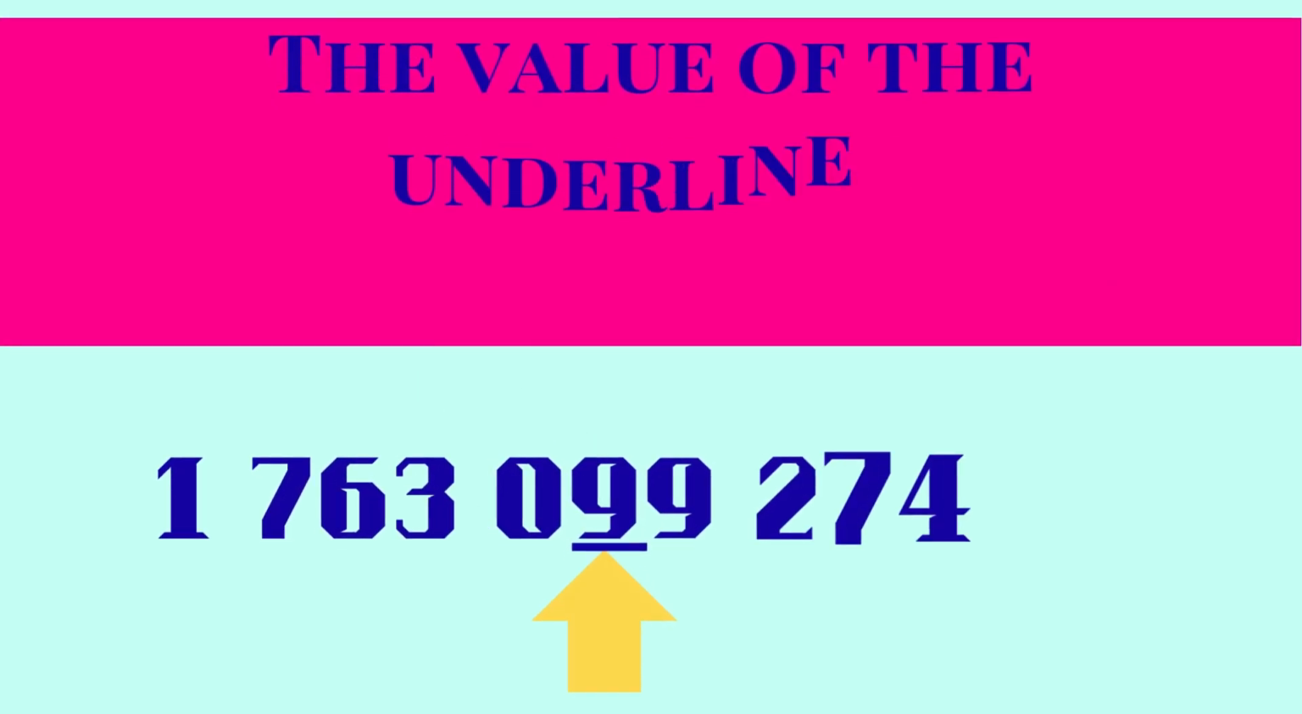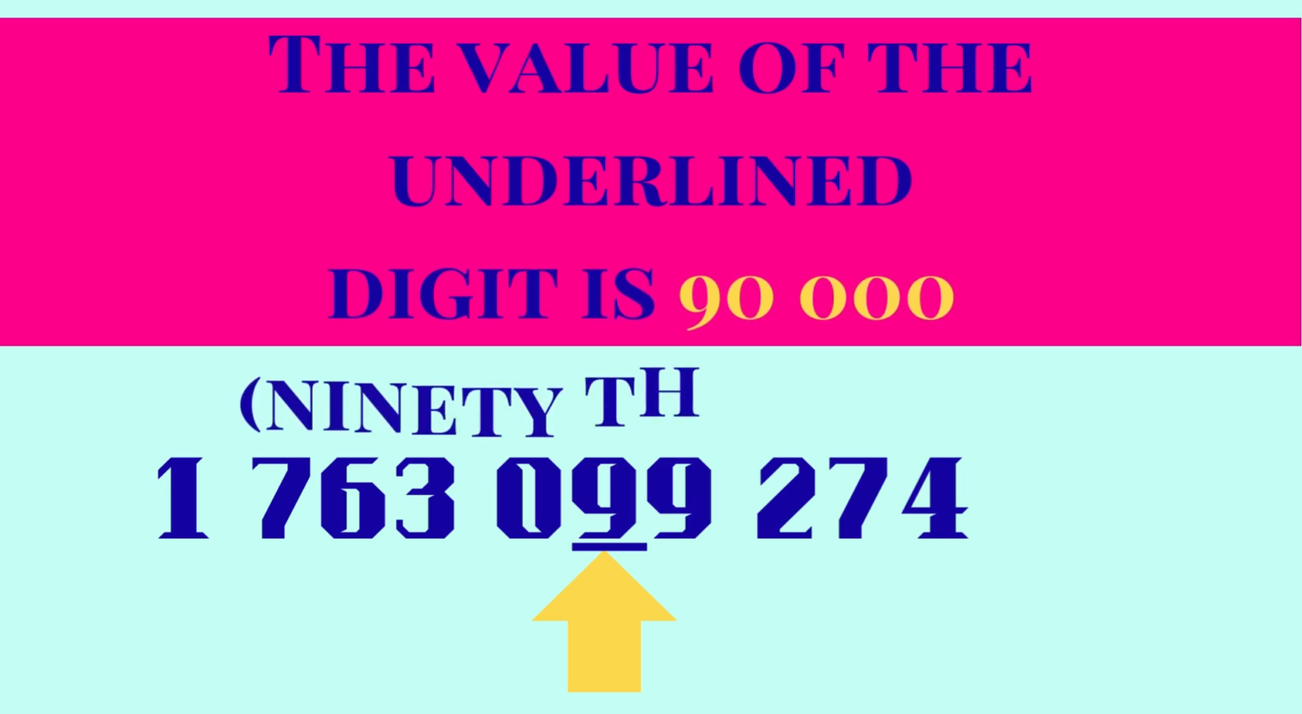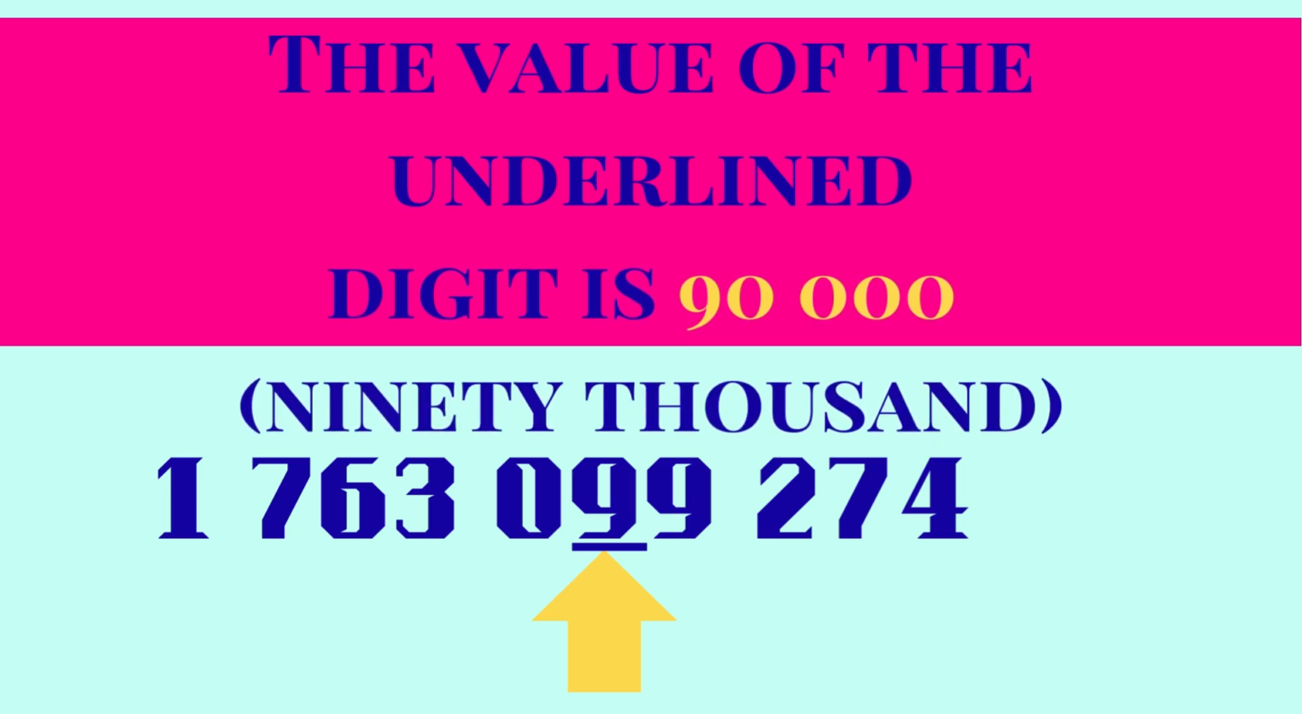All right, the underlined digit 9 is in the 10,000s place, so its value is 90,000.